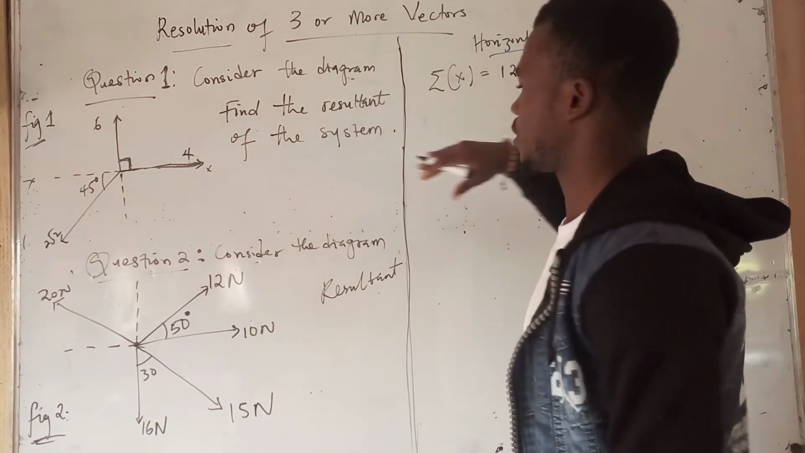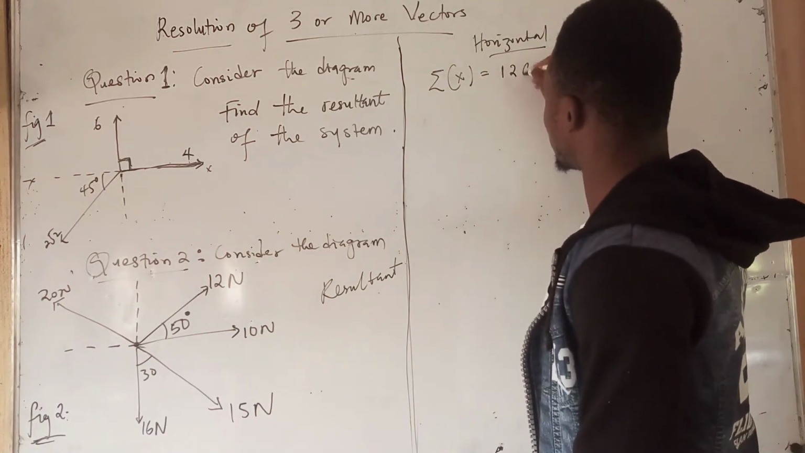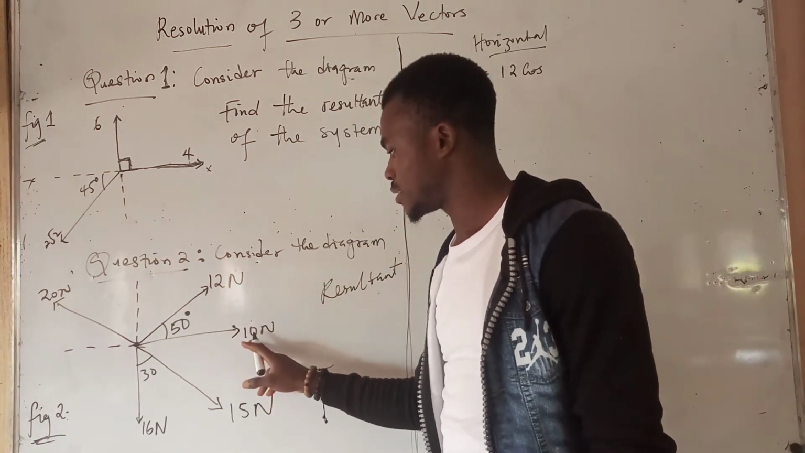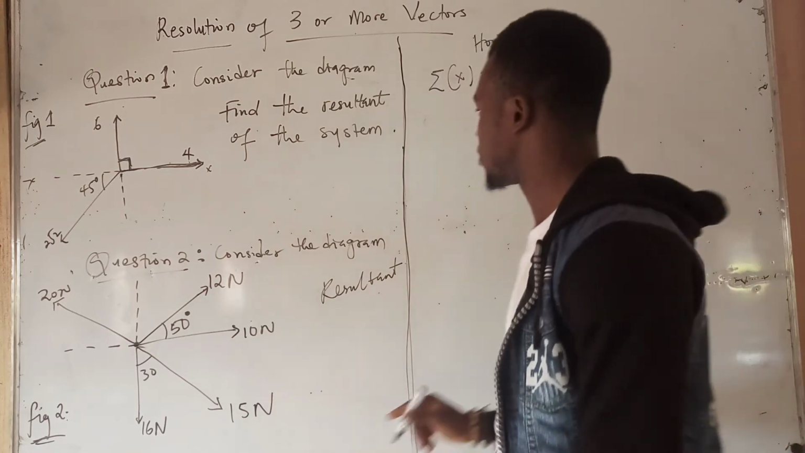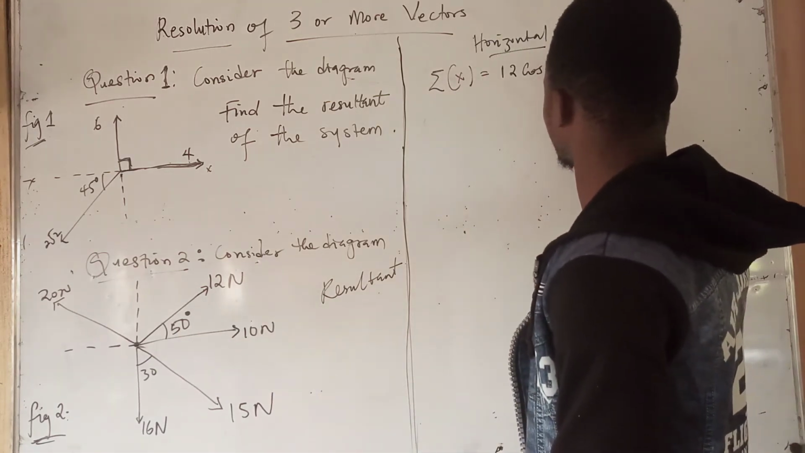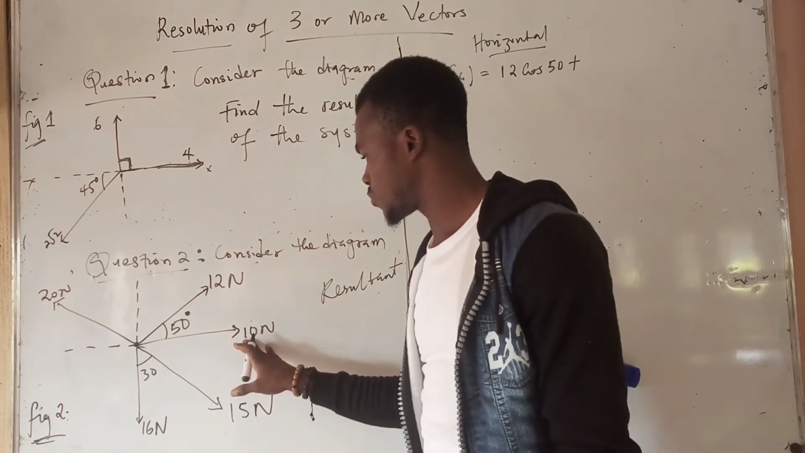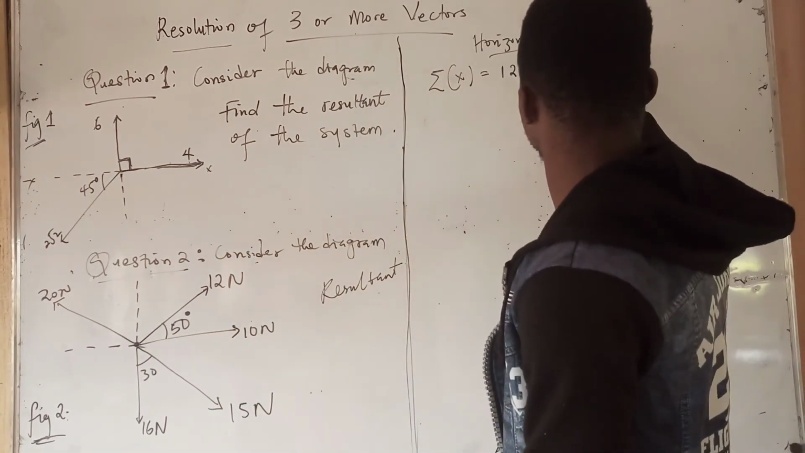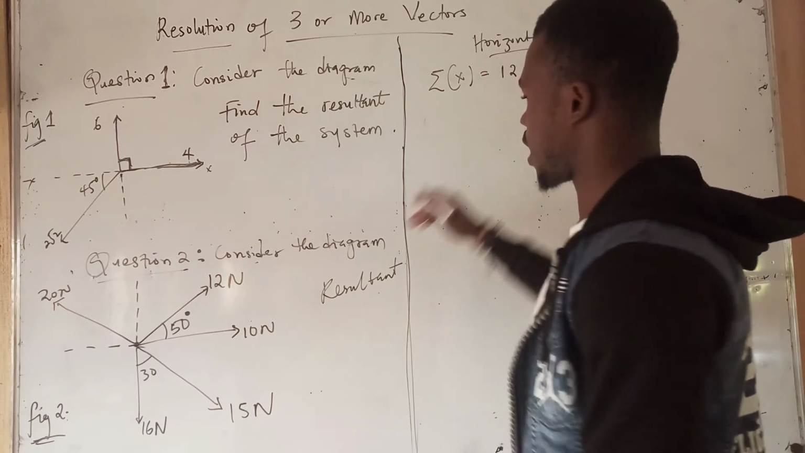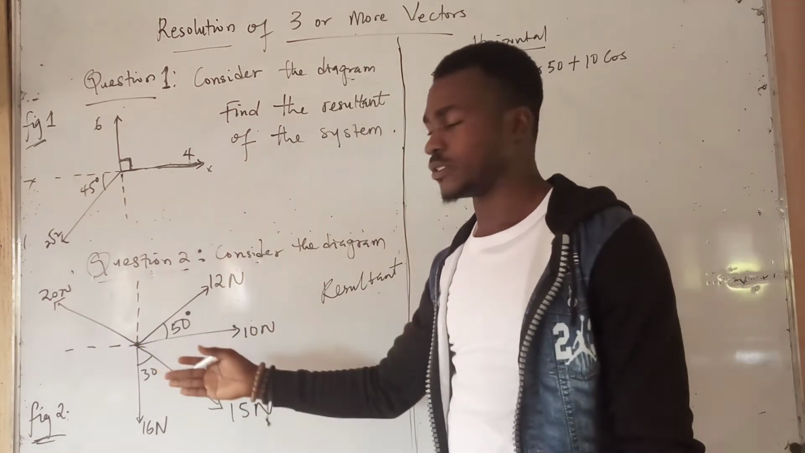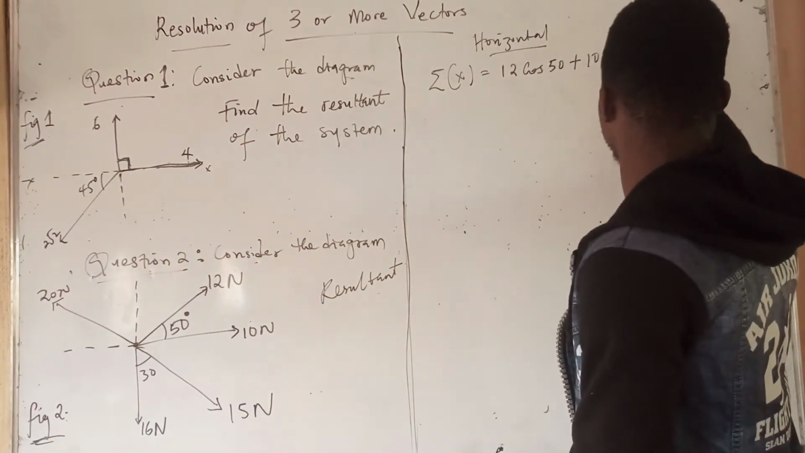Then since we are resolving for the horizontal, it will be cos. The angle it makes with the horizontal here is 50 degrees. So we have 50. Then we put plus because we are still on the positive. Then this is the next one. We have 10 Newton. Then cos. The angle it makes with the horizontal is just lying on the horizontal, so it's 0. So we write down that 0.